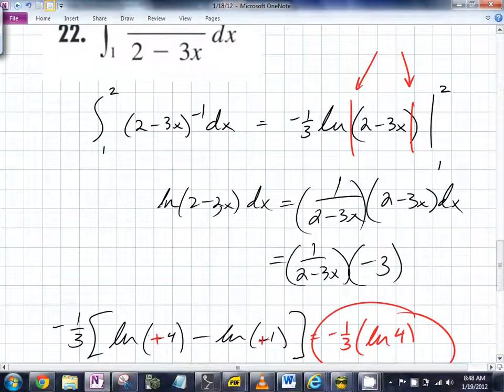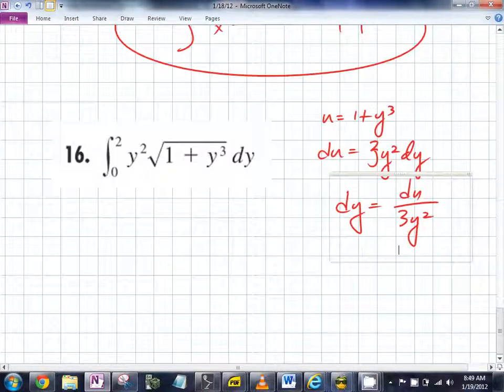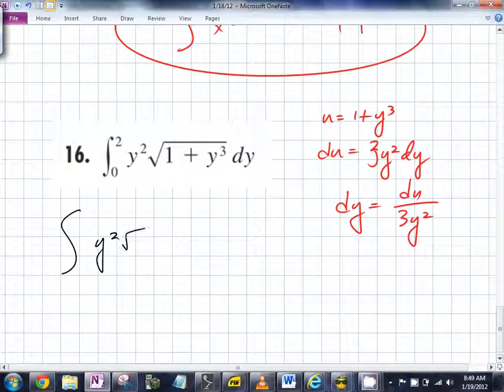Okay? So now what do you do? What's your step after you do that? What do you do next? Plug it in. What's another? Substitution. It's called substitute. Now we substitute. So it's the integral of y squared, the square root of what? U. And instead of dy, we write du over 3y squared.